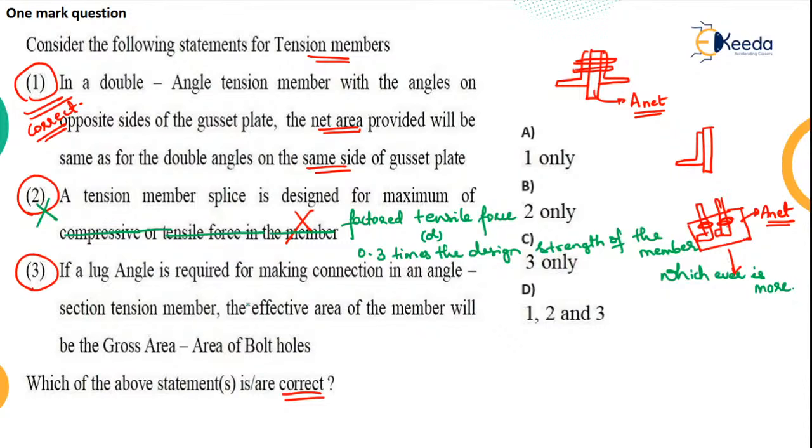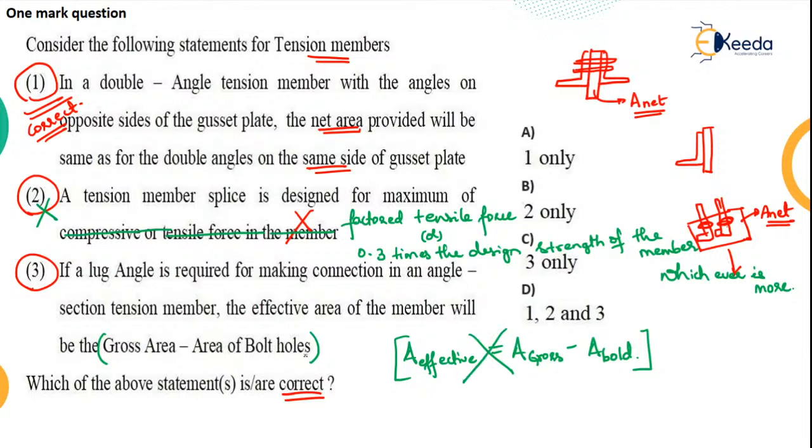If a lug angle is required for making connection in an angle section tension member, the effective area of the member will be the gross area minus the area of bolt hole, is what he is telling. Let me write it in terms of a formula. So effective area is nothing but gross area minus area of bolt. Is this correct? He is asking. Actually, this is not correct.